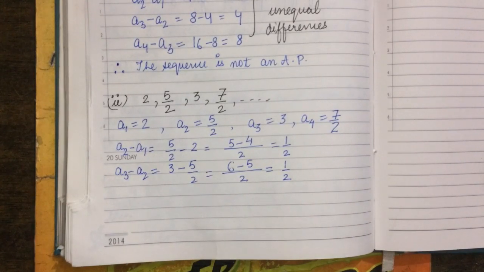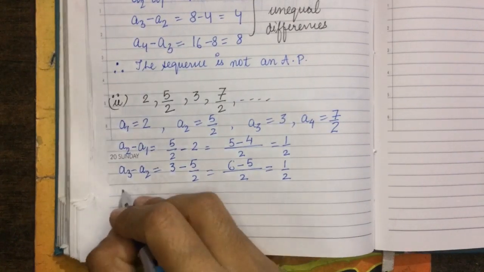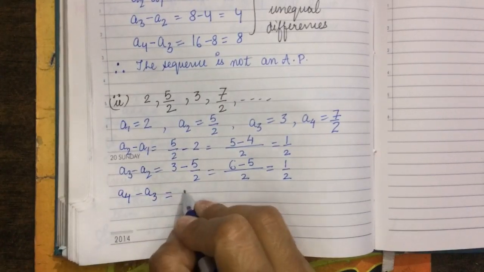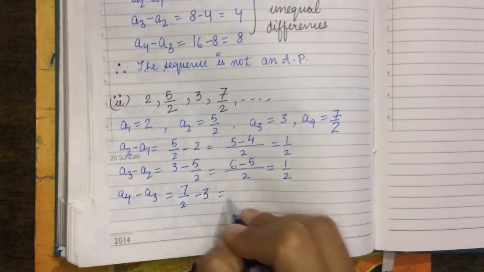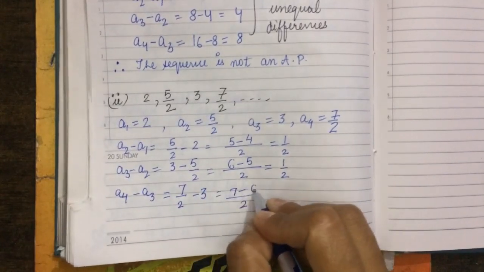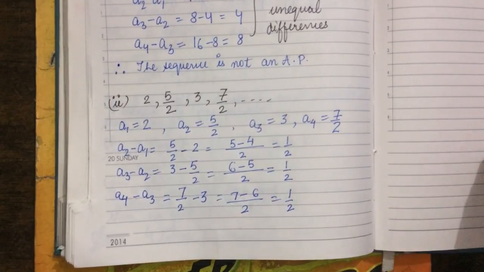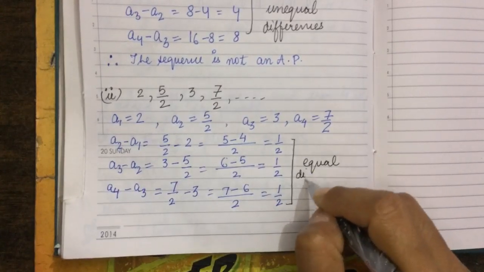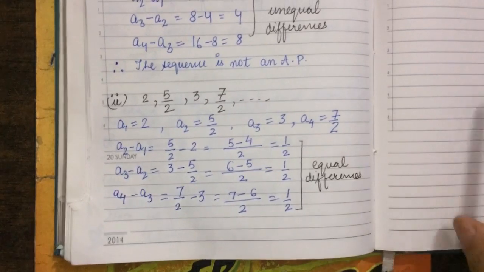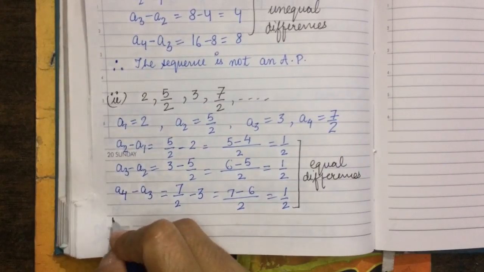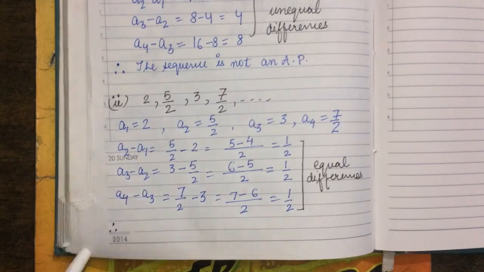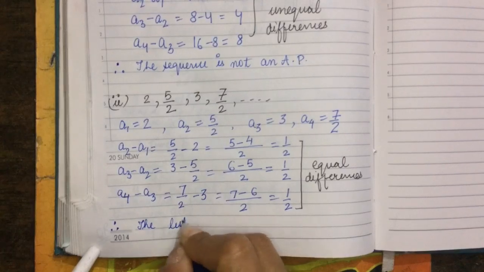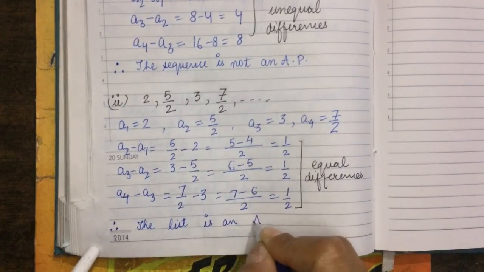As for now, the things are looking good. Let's check the next pair. Third and the fourth term. So writing the difference backwards again. 7 by 2 minus 3. Taking the LCM again. The difference is 1 by 2. Now what we have? We have equal differences. So if the differences are equal, what we say, the list is an AP. So you can write down, therefore, the list or the sequence is an AP.